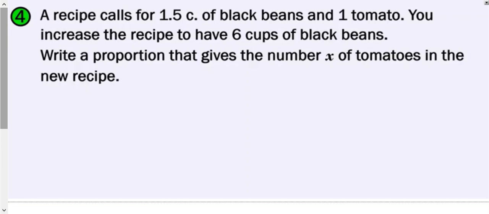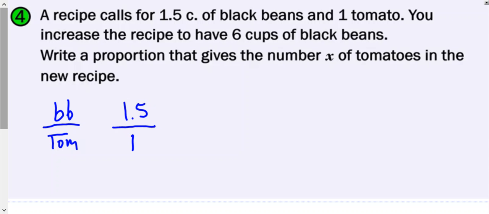We got a recipe that calls for 1.5 cups of black beans and 1 tomato. You increase the recipe to have 6 cups of black beans. Write a proportion that gives the number X of tomatoes in the new recipe. We are comparing, our proportion is going to be black beans to tomatoes. Right now what we know is we have 1.5 cups of black beans to 1 tomato.